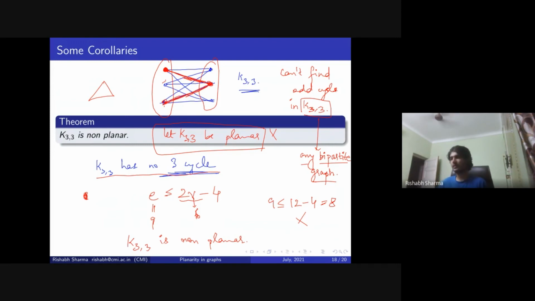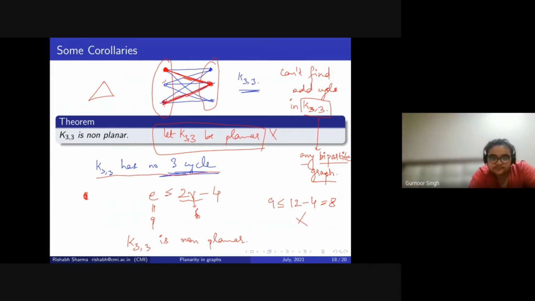So we assumed K33 is planar, and we got a contradiction. That means K33 is non-planar. Okay. Does anybody have any doubts in this? No. Okay.